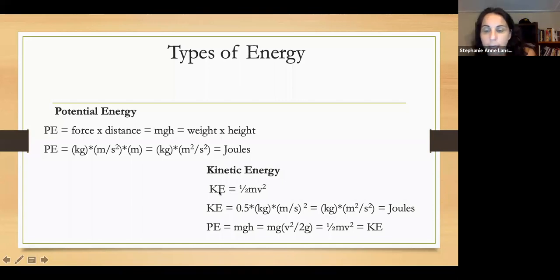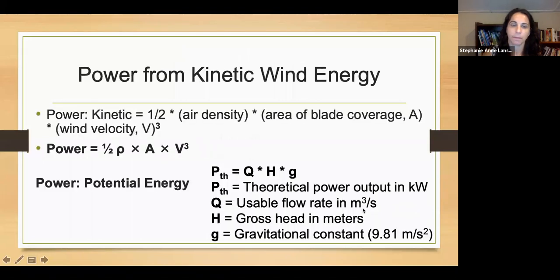If we look at kinetic energy, we said 1/2 times the mass times the velocity squared, equals that same thing, equals joules. So again, we can connect potential energy to kinetic energy. They have the same units, which is joules, kilogram meters squared per second squared.